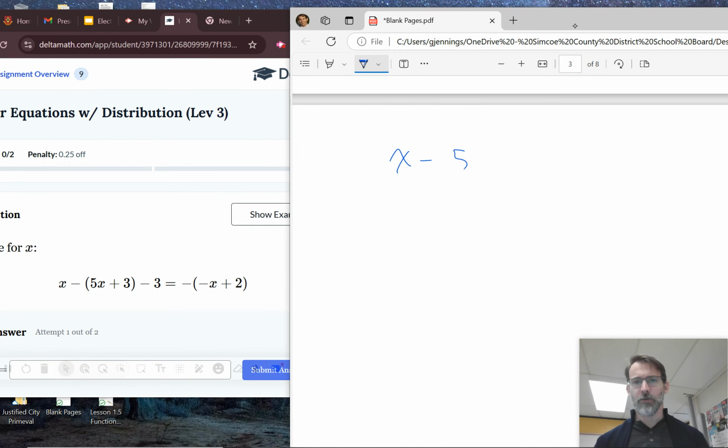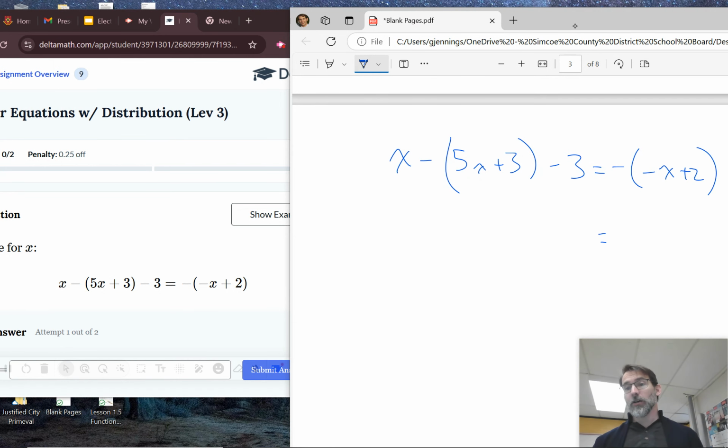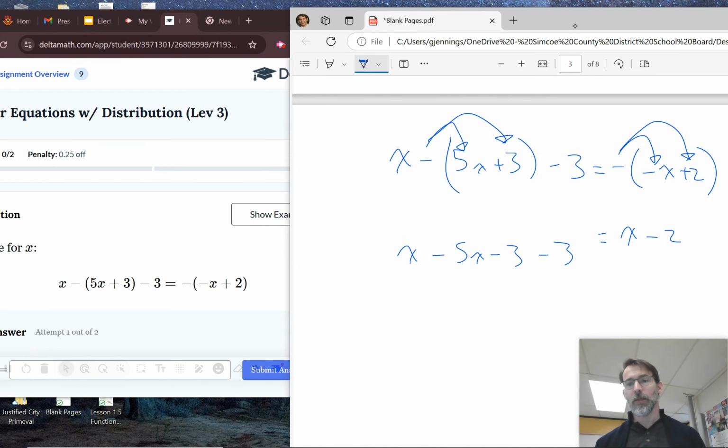X minus 5x plus 3. Don't forget the brackets. They make a difference. Minus 3 equals minus x plus 2. There's a lot of tidying that needs to be done here. First, we're going to distribute this negative. So that's x minus 2 as that distributes in. All the skills working here. Distribute this negative as well. So we have x minus 5x minus 3 minus 3. Tidy again. This is minus 4x minus 6 equals x minus 2.